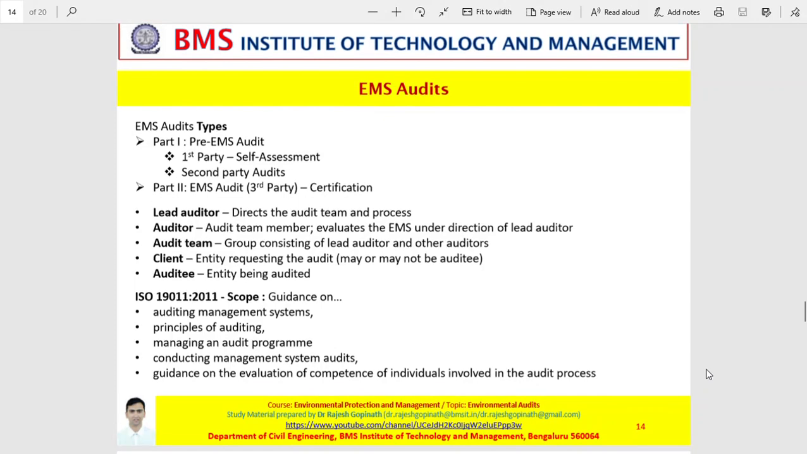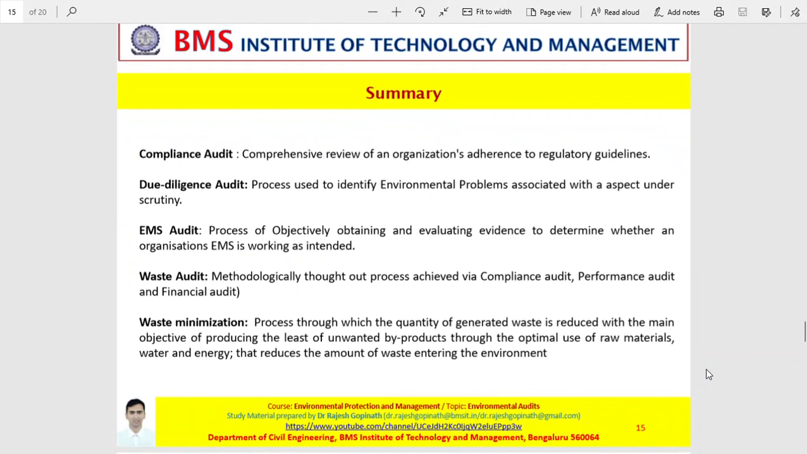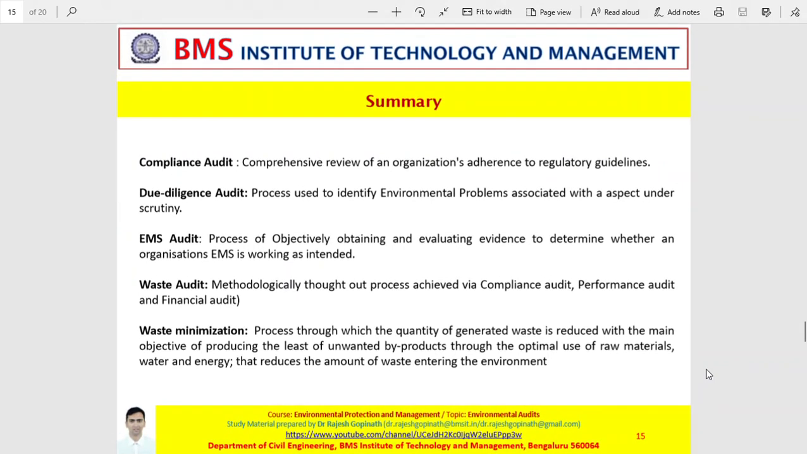Let's move further, slide 15. Now, as you can see in slide 15, we are summarizing the various types of environmental audits. As you know by now, a compliance audit is a comprehensive review with respect to guidelines. A due diligence audit is a process of preparedness. An EMS audit is an objective process to evaluate the EMS of an industry. A waste audit is a thought out process that integrates compliance audit, performance audit and financial audit with respect to quantity and quality aspects of a waste. Finally, waste minimization is a process that deals with enabling effectiveness of waste audit.